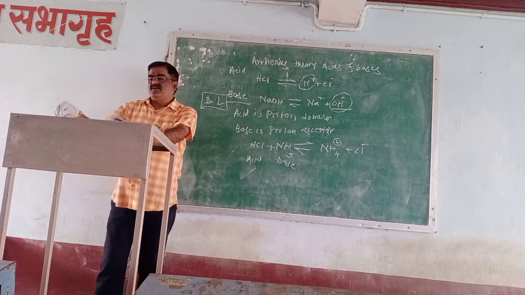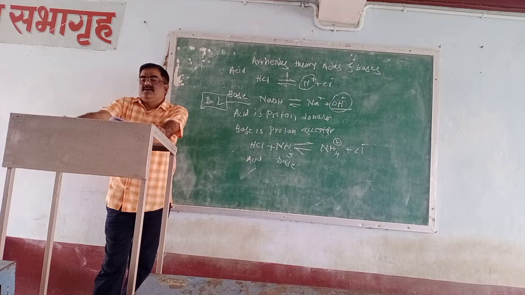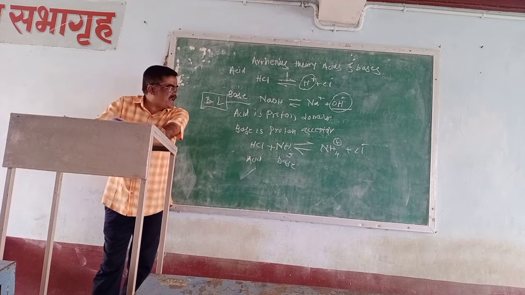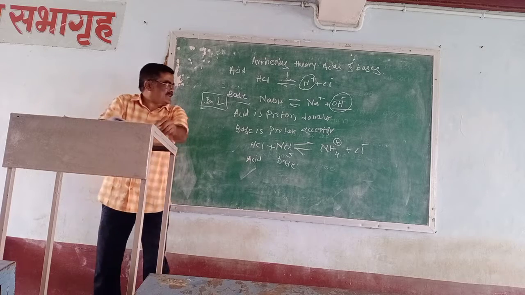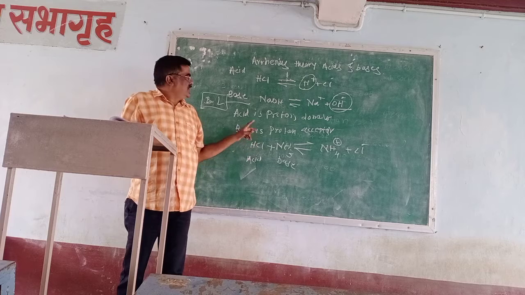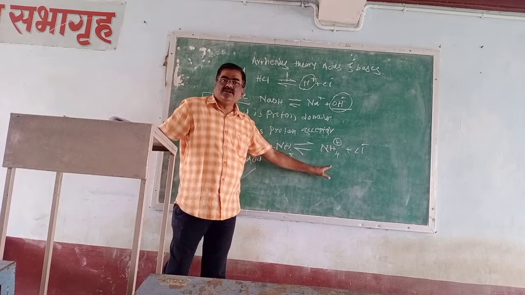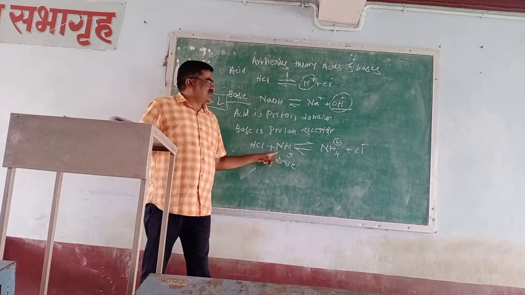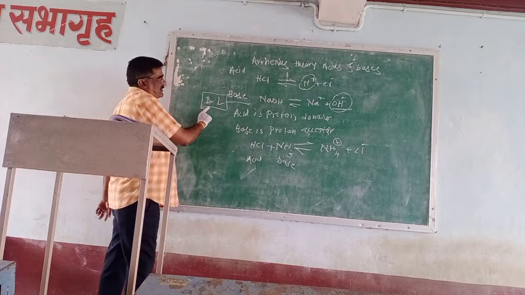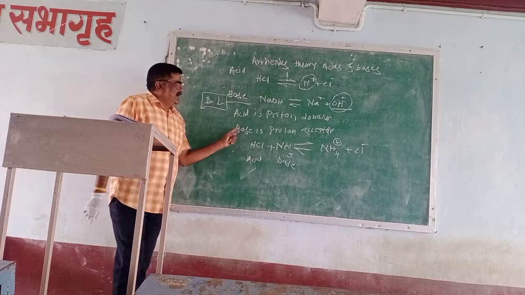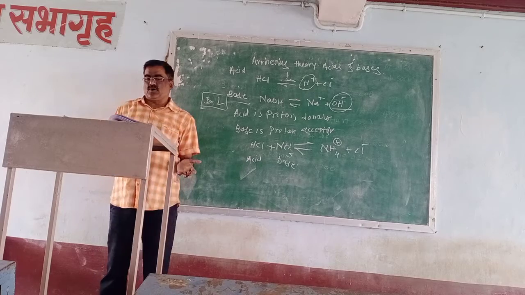In this equation the HCl and NH4 plus are the proton donors and act as an acid, while NH3 and the Cl minus are the proton acceptors which act as a base. These are the proton acceptors. Means according to the Lowry-Bronsted concept the acid is a proton donor while the base is a substance which accepts the proton.